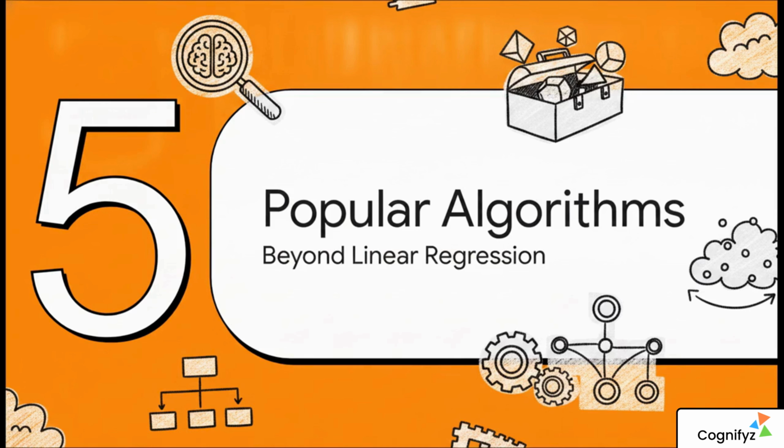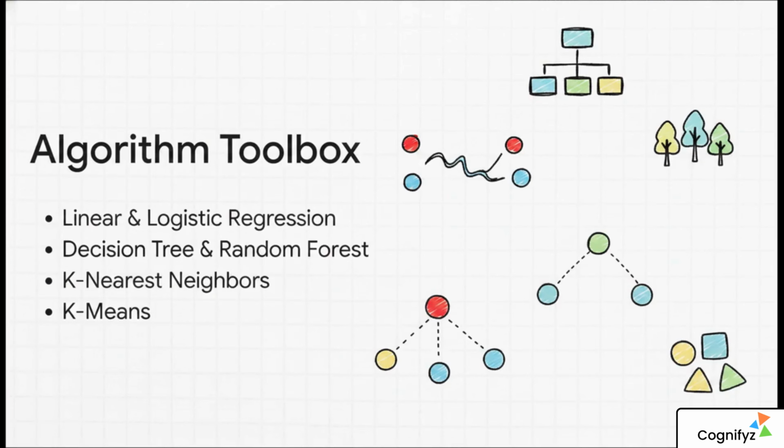Okay, Section 5, Popular Scikit-learn Algorithms. Let's take a quick look around the rest of the shop. Beyond the linear regression we just used, Scikit-learn has a massive array of tools. You've got logistic regression, which, despite its name, is actually used for classification. You have decision trees that make predictions using flowchart-like rules, and random forests, which basically combine hundreds of those trees together for incredible accuracy. There's k-nearest neighbors, which makes predictions by looking at the most similar nearby examples, and k-means, which is fantastic for clustering data points automatically.